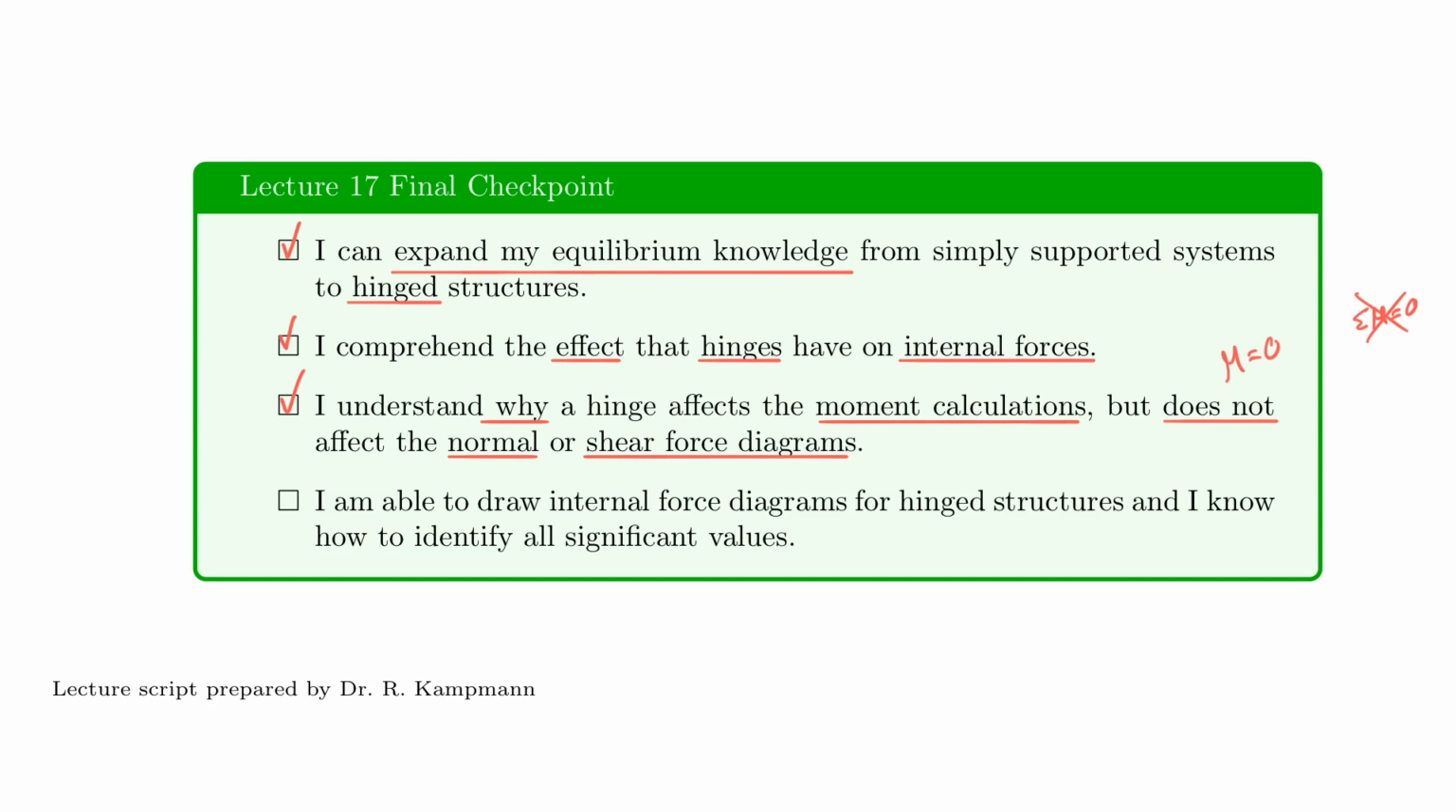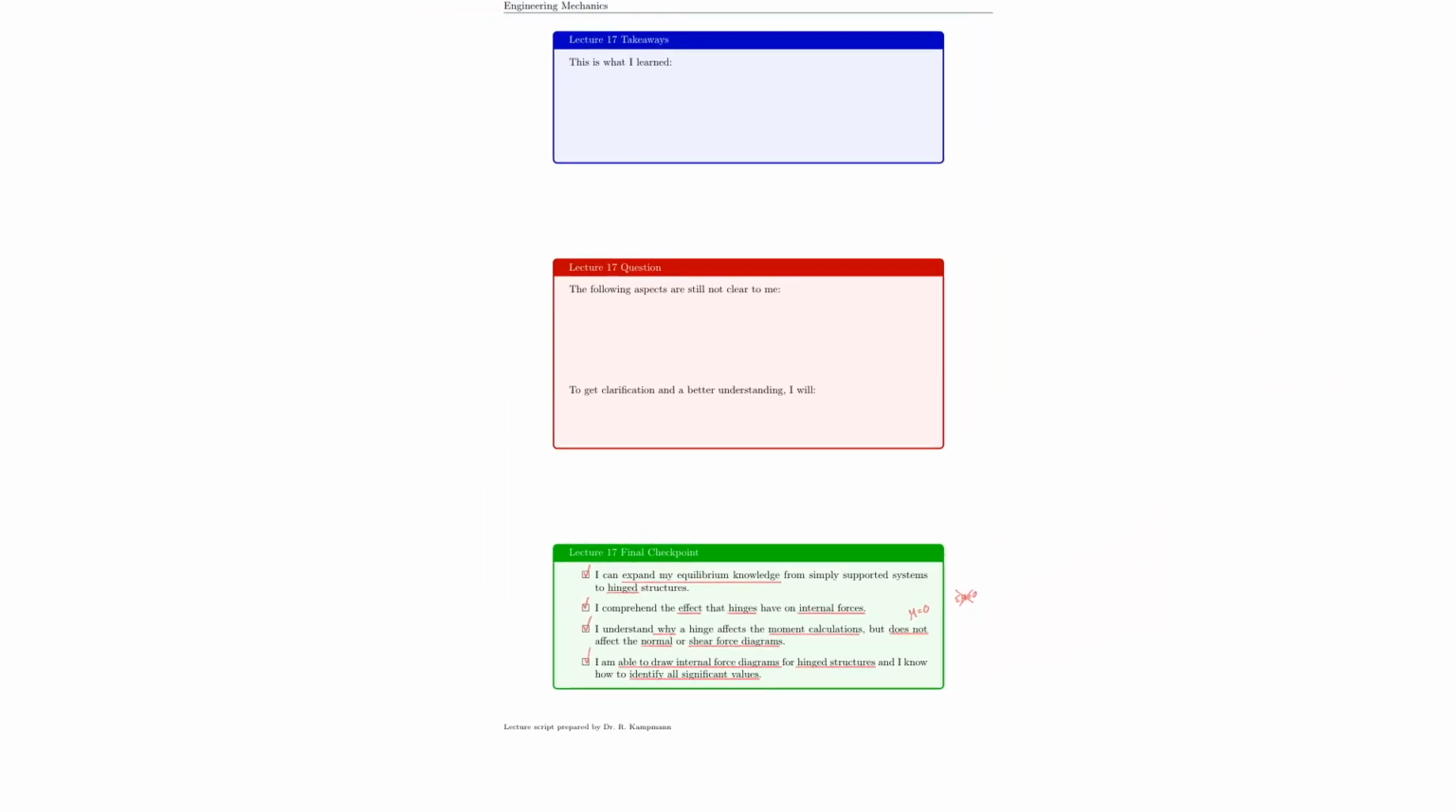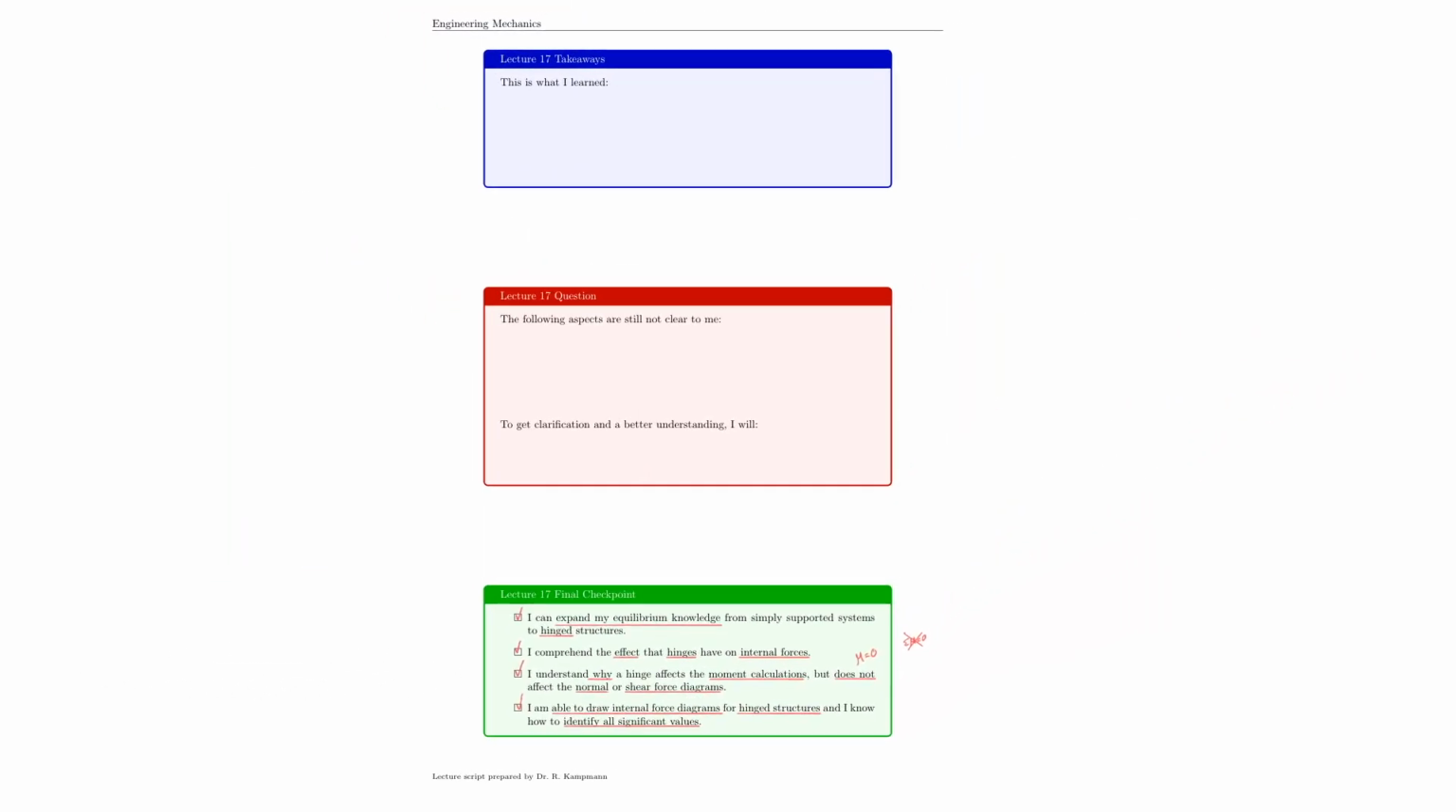But at the end, we are now able to draw our internal force diagrams for hinge structures. And so we know now how to apply the knowledge with a hinge in a simply supported beam, or in a beam structure, I should say, so that we can identify and calculate all significant values. So those are really the goals that we covered in this lecture, and I believe we reached our learning tasks here if we can check all of these checkboxes off.